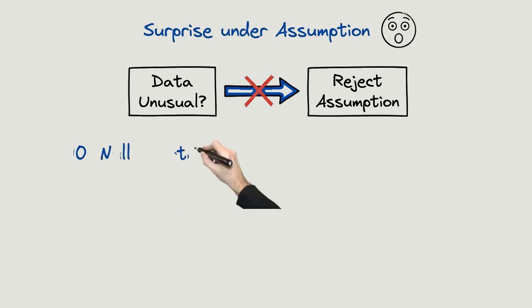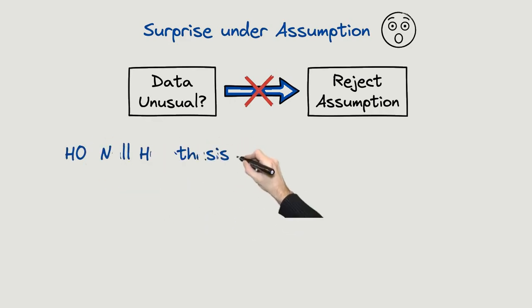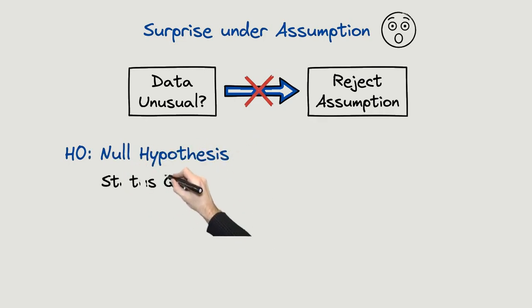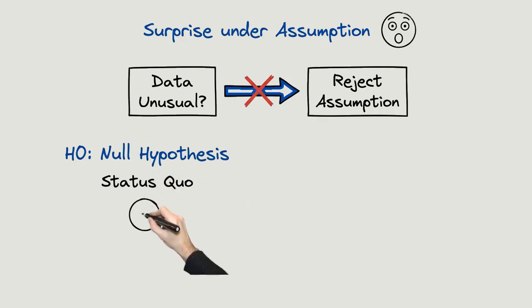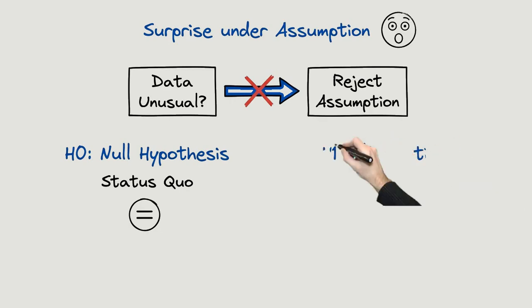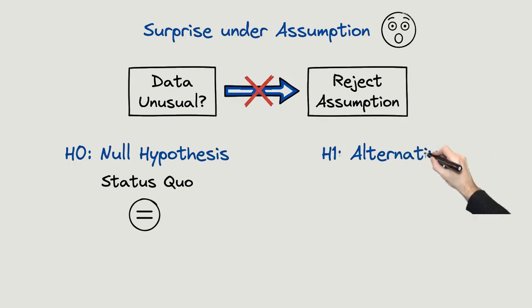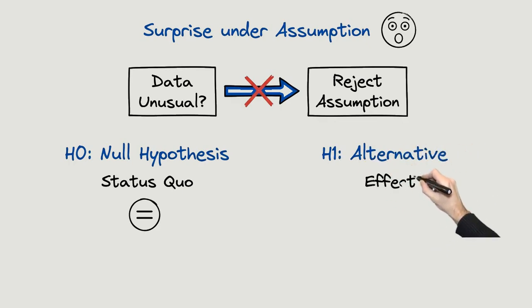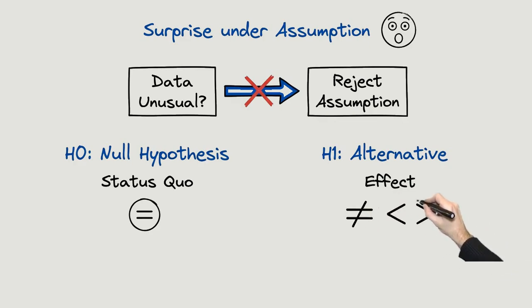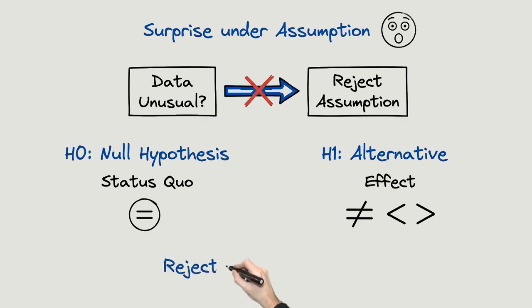That baseline claim is called the null hypothesis, written H0. It represents the status quo and always includes equality, like the population mean equals 250, or the difference between two groups equals 0. The competing claim is the alternative hypothesis, written H1 or HA. It describes the kind of effect we are looking for, such as not equal, greater than, or less than. We never prove the alternative. We either reject the null or fail to reject it.